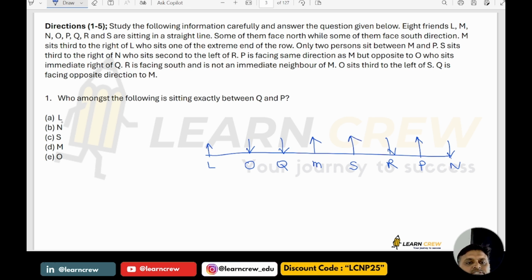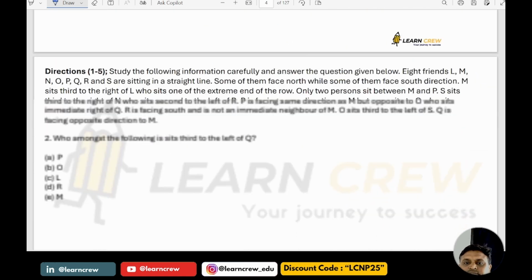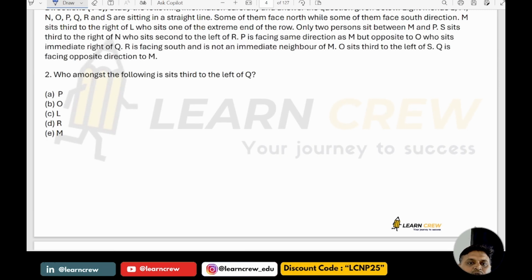Now see here, question number 1. Who among the following is exactly between Q and P? Between Q and P, who is exactly there? It is S. So option C is correct. Next question. Who among the following is the third to the left of Q? Third to the left of Q, it is R.